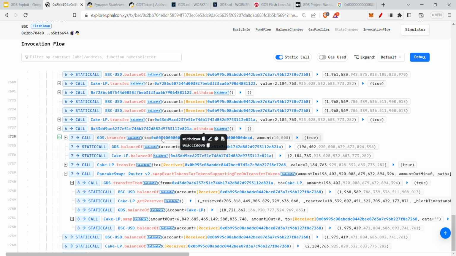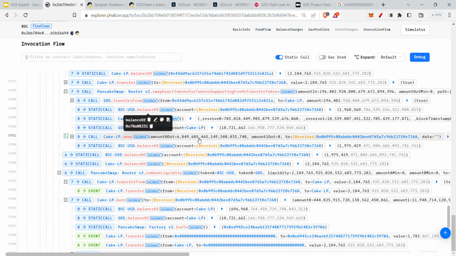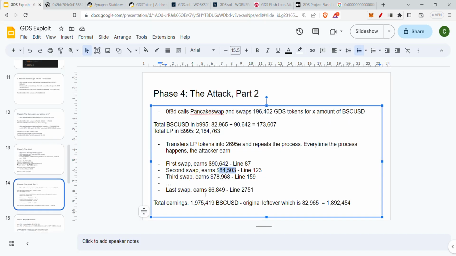And then we understand the same idea, and he gets 6,000, right? Kick LP.swap. He puts in 196,402, the same amount of GDS tokens as the reward, but this time, the last time, he only gets 6,849 USDC back.